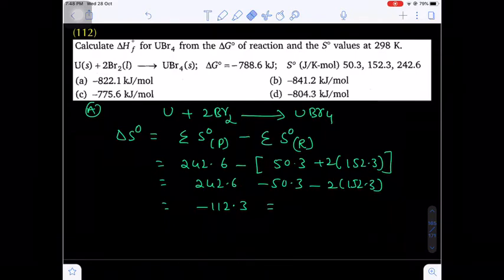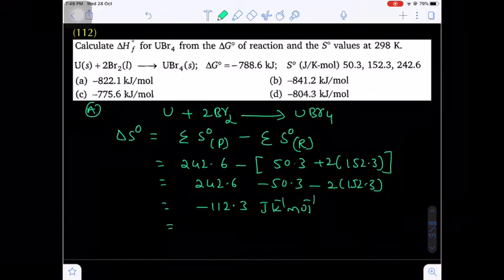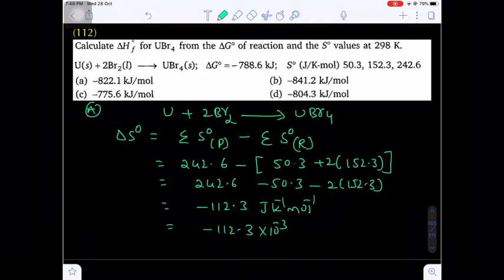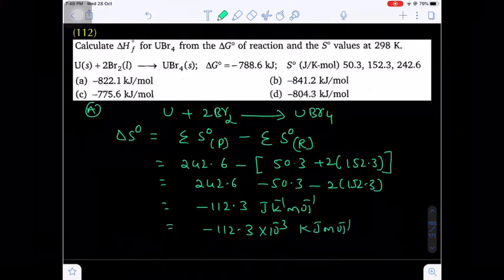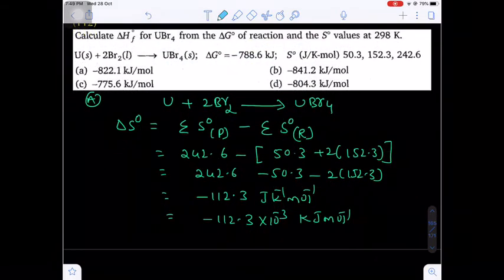But in the options, if you see, it is in kilojoule per mole per Kelvin. Are you getting my point? So that's why, this will be in terms of joule per Kelvin per mole, but the options are in kilojoule. That's why I am writing minus 112.3 into 10 raised to minus 3, so that will be kilojoule per mole. This is only the delta S naught value. This is only for delta S naught. The question is to calculate the standard enthalpy of formation.